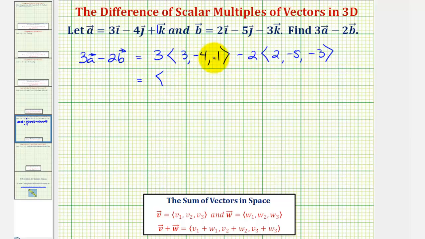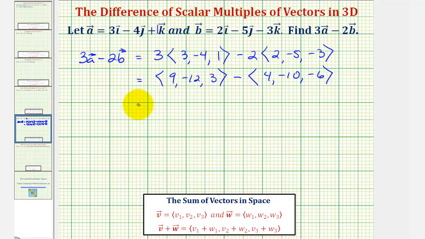So we'll multiply each component here by positive 3. 3 times 3 is 9. 3 times negative 4 is negative 12. And 3 times 1 is 3. Now we'll keep this as subtraction, which means we'll perform scalar multiplication with a positive 2. So 2 times 2 is 4. 2 times negative 5 is negative 10. And 2 times negative 3 is negative 6. Later we'll talk about how we can write this subtraction problem as an addition problem.